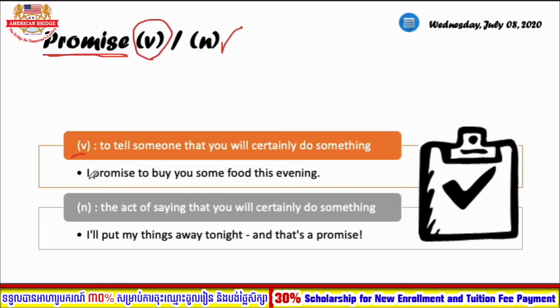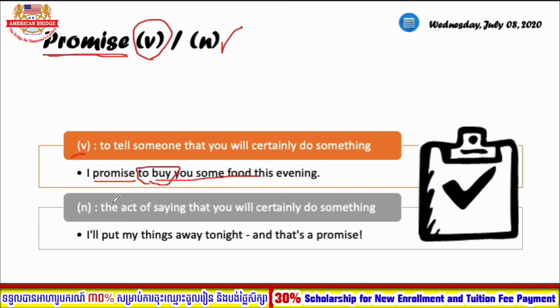So let's look at the example in this sentence. As you can see, the word promise is used in the position of the verb next to the subject, right? I promise to buy you some food this evening. So it means you tell somebody that you will certainly buy some food. And if you look at the language structure over here, promise is used with to infinitive, which is to buy.